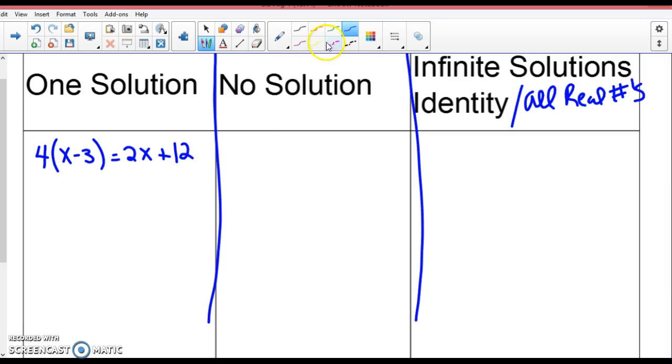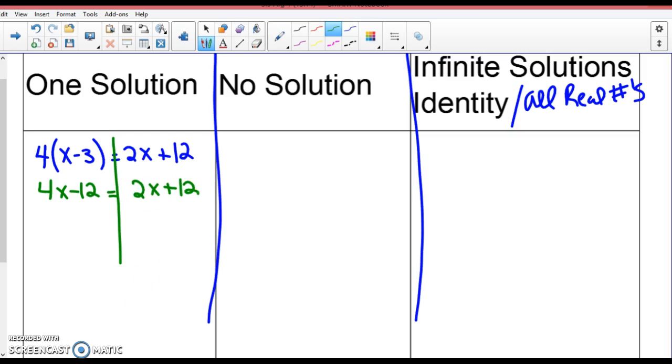Now, today's lesson involves equations with variables on both sides, which is slightly new. And it also involves interpreting the answer that you get, which is brand new. So, in all equations, the first thing you do is simplify both sides. On this equation, I need to distribute. So I'm going to have 4x minus 12 equals 2x plus 12.